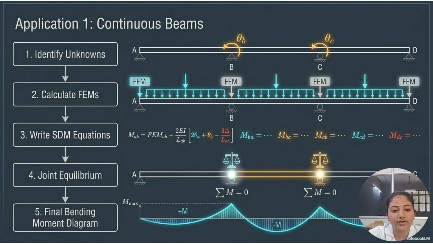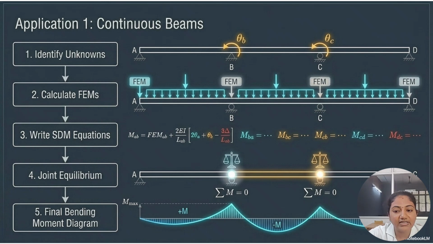Once the moments are found out, we will start writing the slope deflection equations, which means FEM AB plus 2EI divided by L AB into 2 theta A plus theta B minus 3 del divided by L AB, where FEM AB is the fixed end moment of A and B, and theta A will be the near end slope, and theta B will be the far end slope, and 3 del by L AB will be the settlement effect.